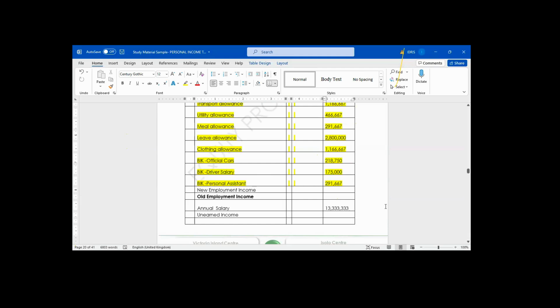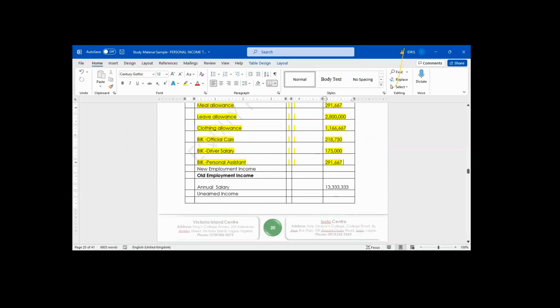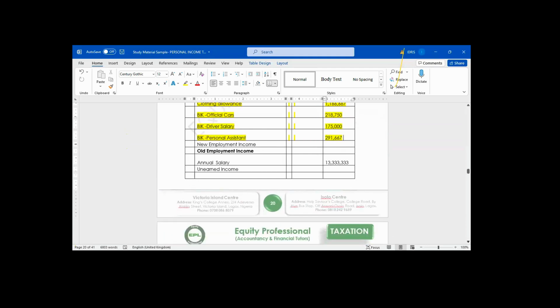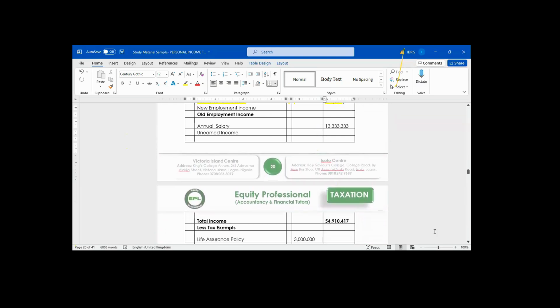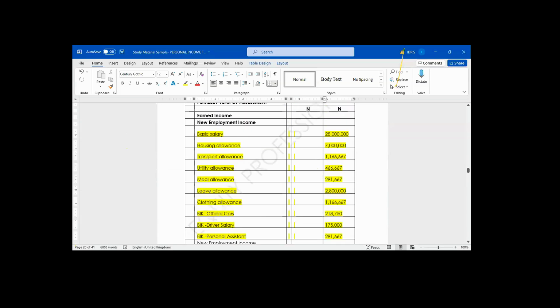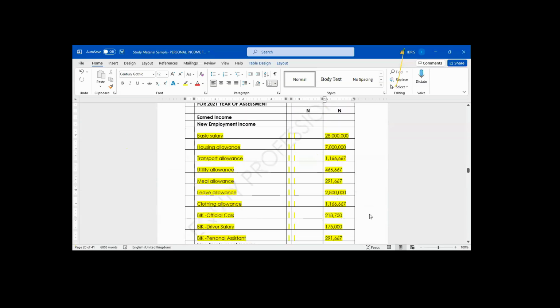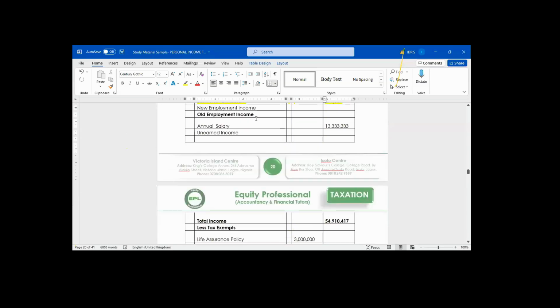At the end of the day, we don't have unearned income. In my format, I said when you add earned income plus unearned income, what do you get? Total income. That means our total income is going to be the sum of all the earned income, everything. We are going to sum everything since there is no unearned income in this question.